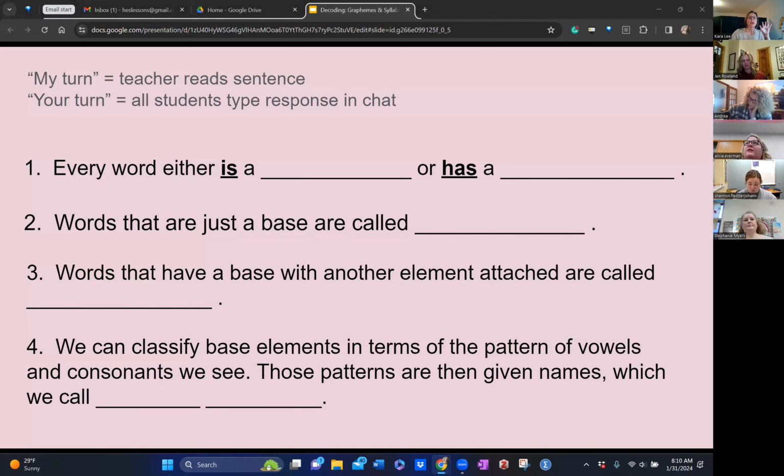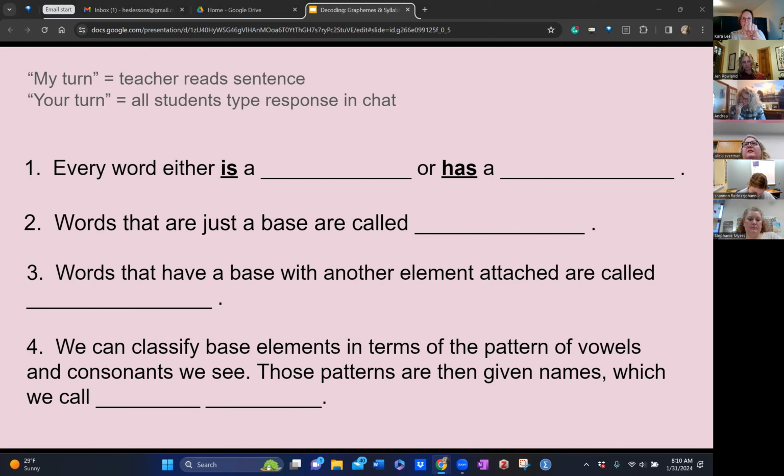Okay. Number 3, words that have a base with another element attached. It could be another base element. It could be a prefix or a suffix. Words that have a base with another element. Think. What are those called? Your turn. Okay, good. Complex. Excellent.